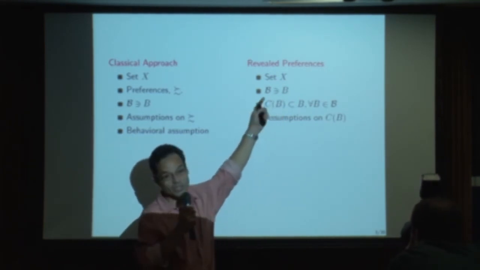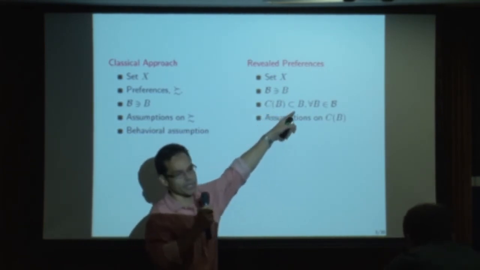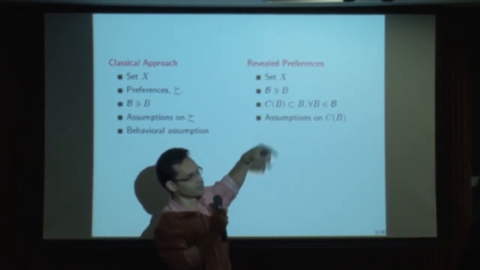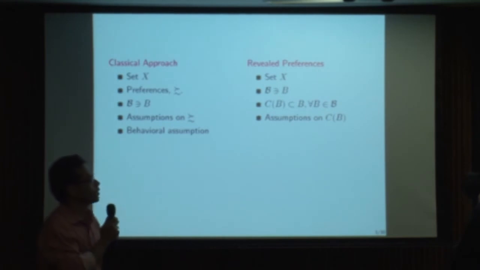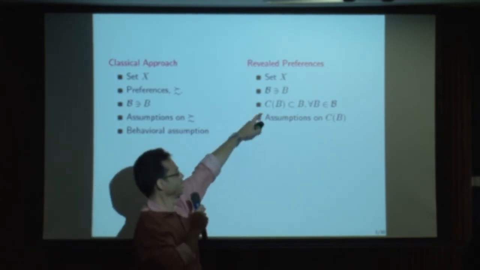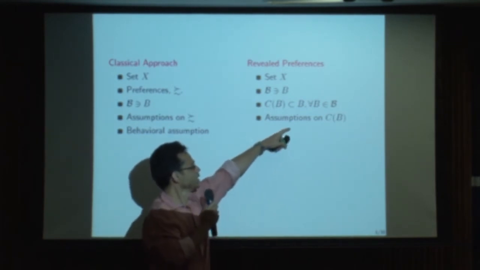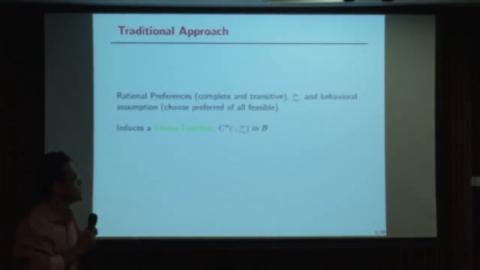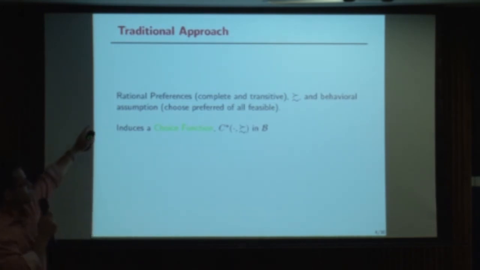We then define the budget sets and choice functions that map, for each budget set, how you choose among the items in those budget sets. And then we make assumptions directly on those choice sets. Let me be more precise.